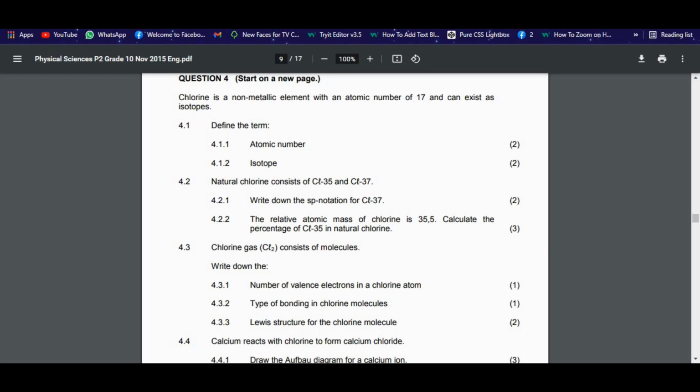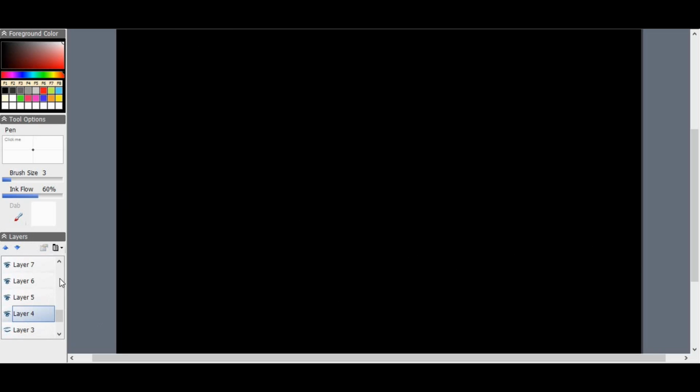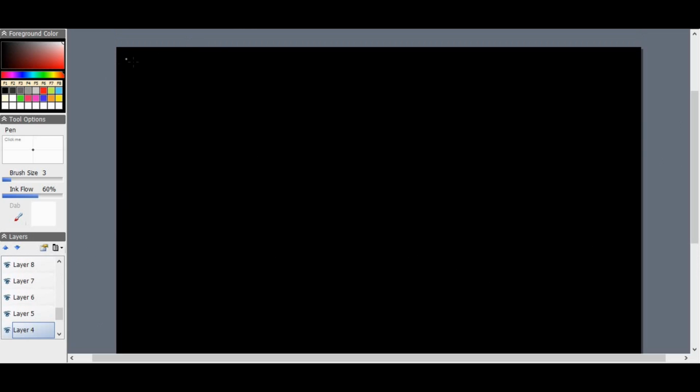That's a nice thing about past papers: even if you don't learn something for the current year, at least you'll be able to learn something that you could keep at the back of your brain and take it forward all the way through into the future grades. So let's define that term atomic number, which is something that we have learned this year. This is question 4, so let's just call it Q4. 4.1.1, I think it is. Yes, atomic number. Well, atomic number is, of course, the number of protons in the nucleus of an atom.